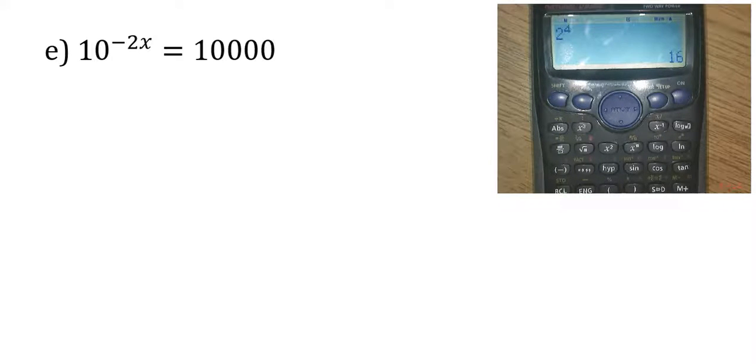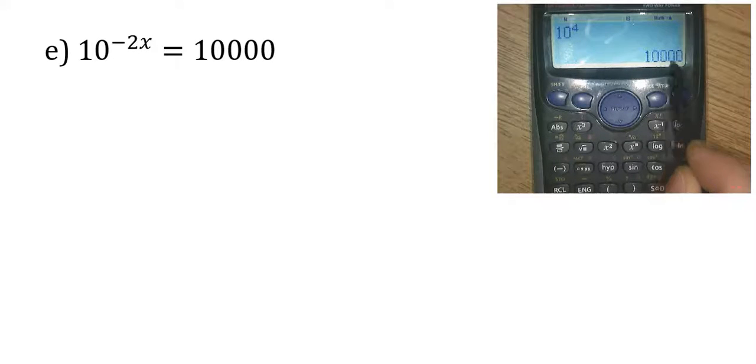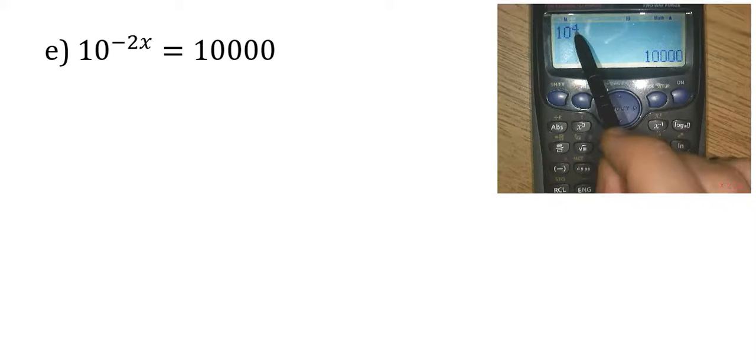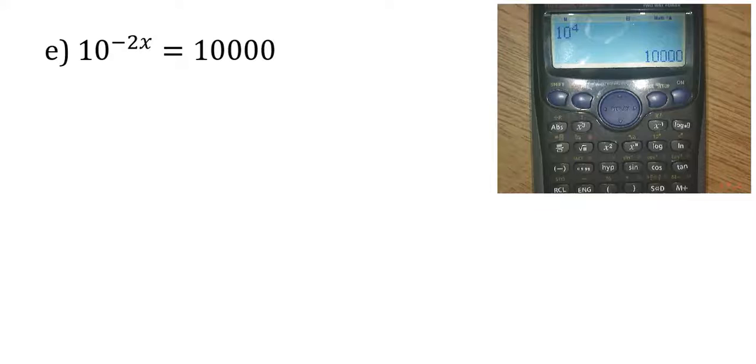10 squared is 100, so I'm not going to do that one. What about 10 to the 3, 10 cubed? That's only 3 zeros. What about 10 to the 4? That gives me 4 zeros. So you might already notice that with powers of 10, the exponent is how many zeros you're going to have. So if I just count 4 zeros, I know it's going to be 10 to the 4. So I write it like this: 10 to the negative 2x equals 10 to the 4.